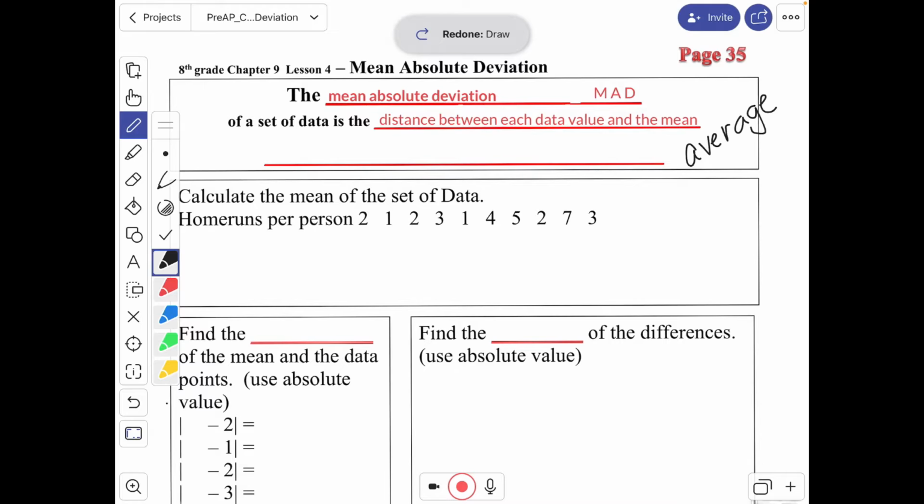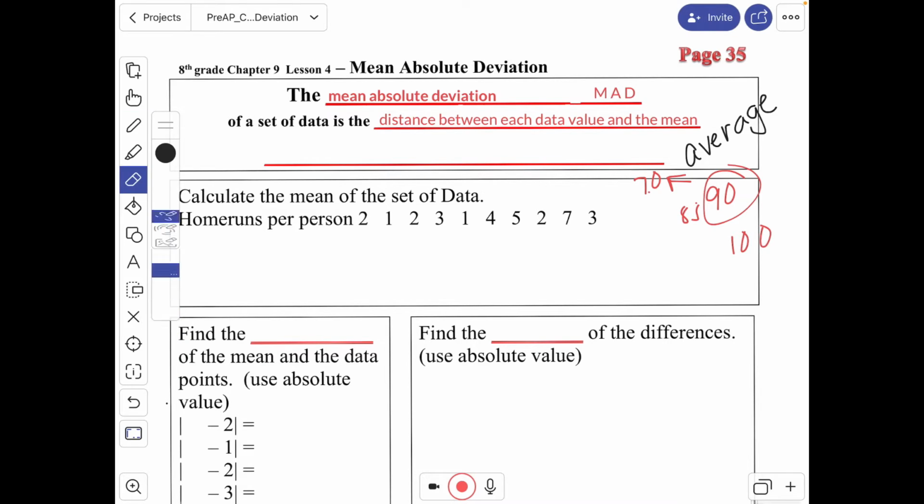So like if your average grade is a 90, but you had some 70s and 85s, well, the distance they are from the average would be like 20 or 5, or if it was 100, it might be 10 points from the average.